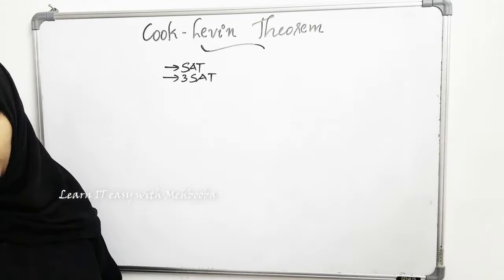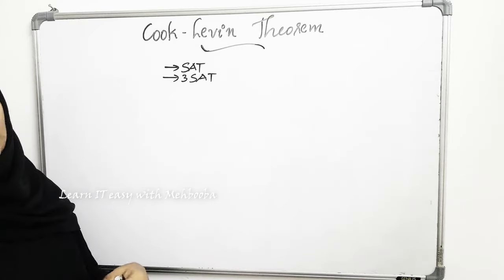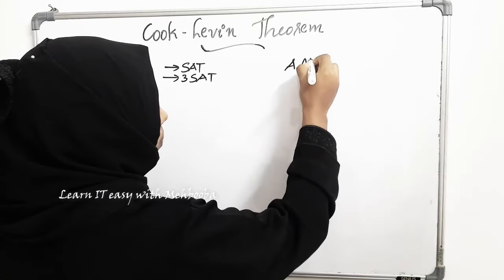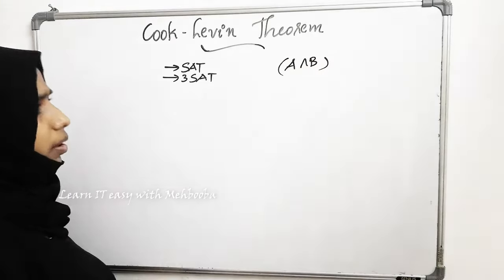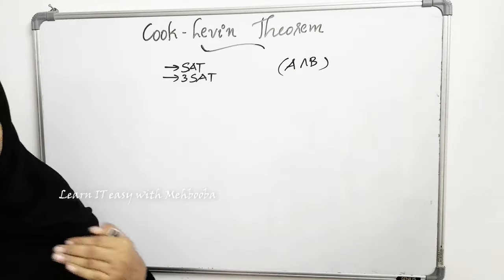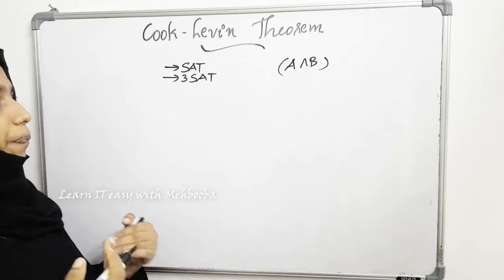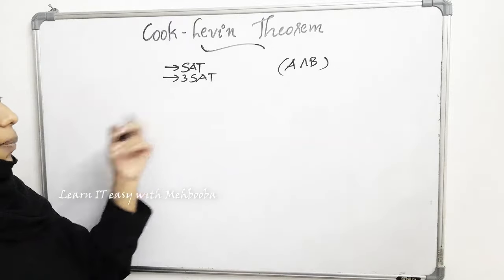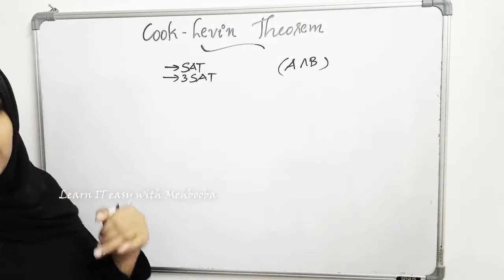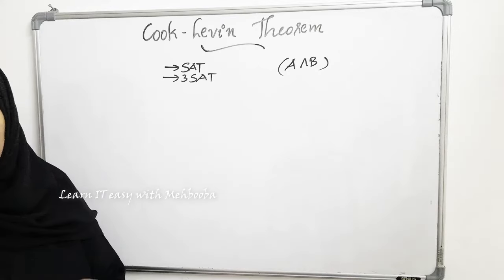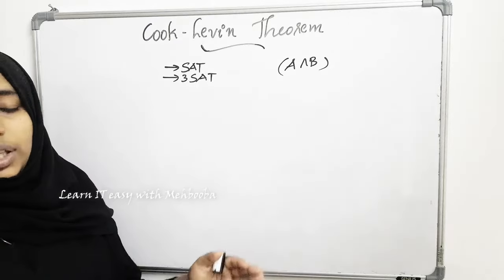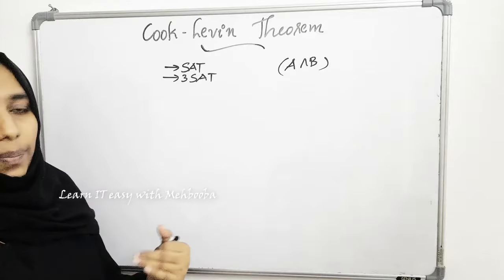Satisfiability problem is actually Boolean satisfiability problem, that is, given a Boolean formula like A or B, A and B, something like this. Any Boolean formula, checking whether the given Boolean formula is satisfiable or not. That is the SAT problem. 3 SAT, we have seen 2 satisfiability in one of our previous videos. So SAT essentially is whether the given Boolean formula is satisfiable or not.